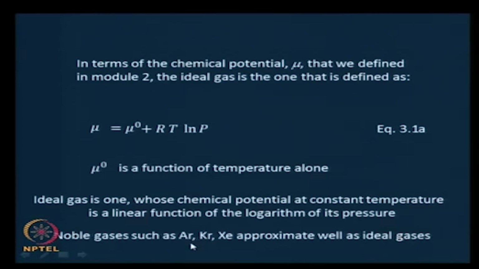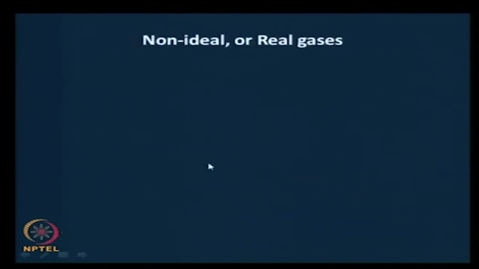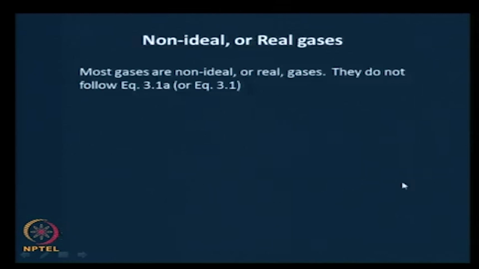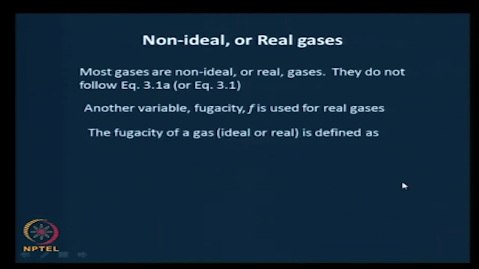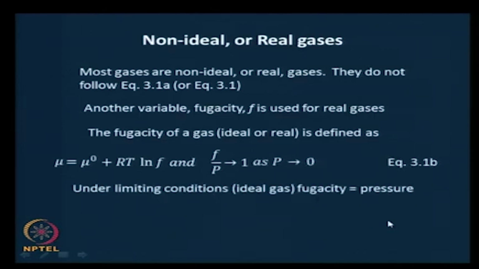There are some gases, as we know, that approximate well to ideal gases, but most gases do not; they are all non-ideal or real. For them mu equals mu naught plus RT ln f, where f is the fugacity, and to complete the definition we need to say f by P tends to 1 as P tends to 0. And f by P is actually the fugacity coefficient phi.